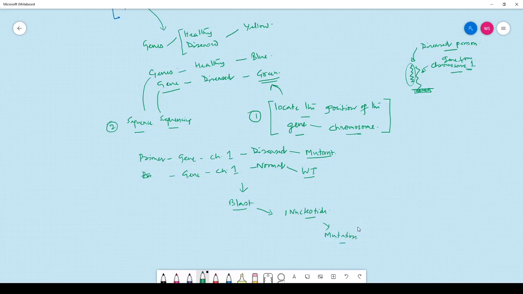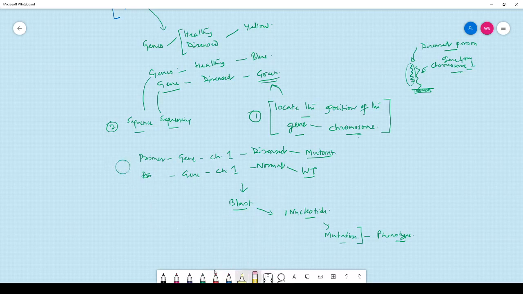Now we have to check whether this mutation results in a phenotype. Okay, so the mutant is a genotype, and whether it causes a disease. If it causes the disease, we say it is a diseased phenotype. Okay, so we do this also. This is the second thing we can do.